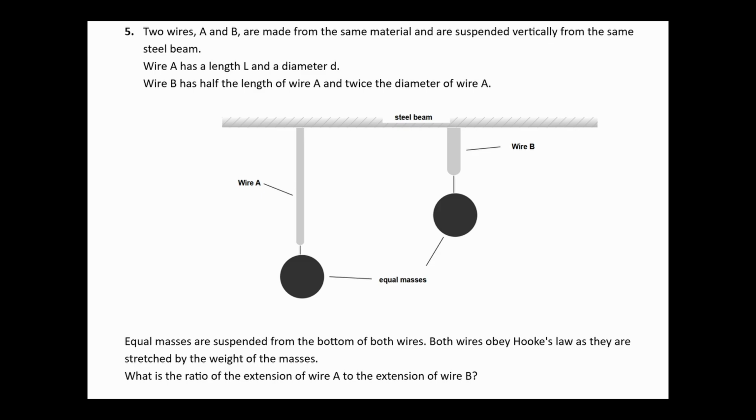Question 5. Two wires, A and B, are made from the same material and are suspended vertically from the same steel beam. Wire A has a length L and a diameter D. Wire B has half the length of wire A and twice the diameter of wire A. Equal masses are suspended from the bottom of both wires. Both wires obey Hooke's law as they are stretched by the weight of the masses. What is the ratio of the extension of wire A to the extension of wire B?